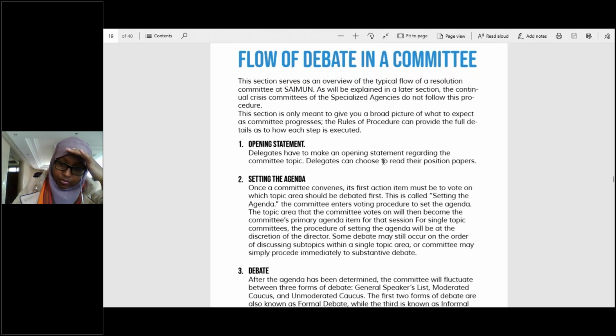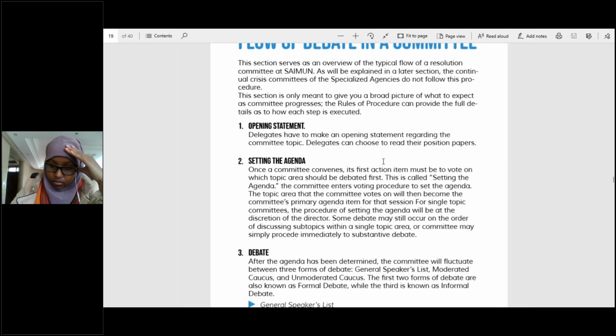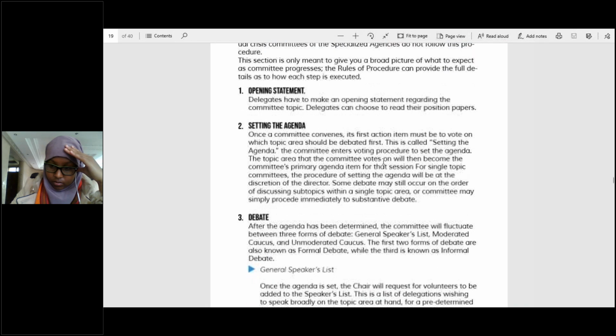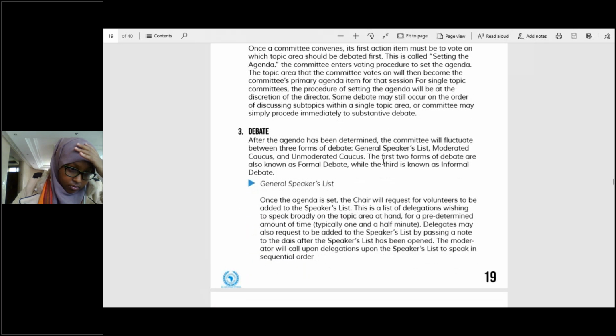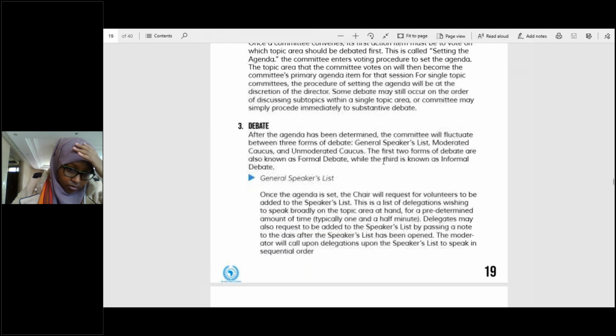Okay. It's basically a recap of what we've gone through, because the two sessions we've had are just laying down the procedure from when the committee session begins on Monday afternoon. When you walk into the committee, after the roll call has been done, you begin with your opening statements. You set the agenda, but for Saimun we only have one topic, so there's no need to set an agenda. You debate. The debate begins with the general speakers list.